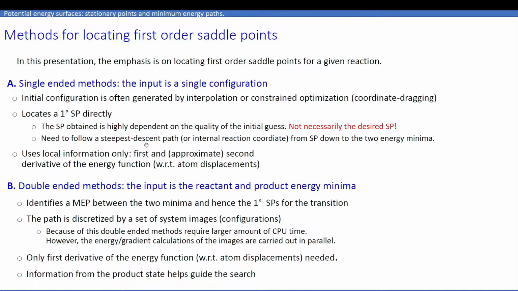For the second class, the double-ended methods considered here, the input is the energy minima corresponding to the reactant and product configurations. The double-ended methods resolve the minimum energy path between the two energy minima by using a set of discretized images. Because of this, double-ended methods tend to require more computational time than the single-ended methods. However, keep in mind that the energy and gradient computations over the images can easily exploit parallel computing. And double-ended methods tend to use only the first derivative of the energy function.